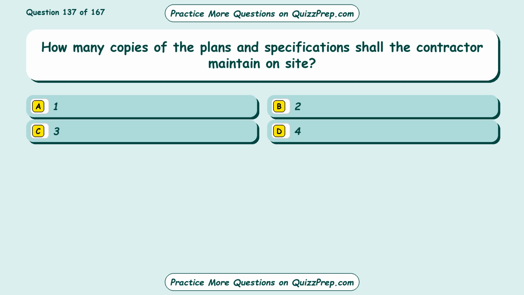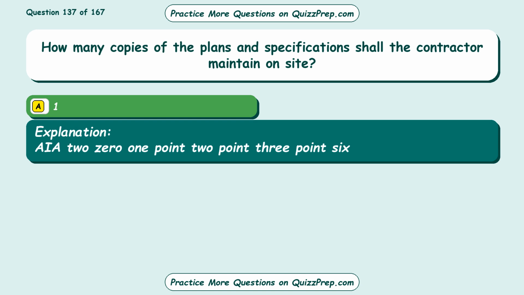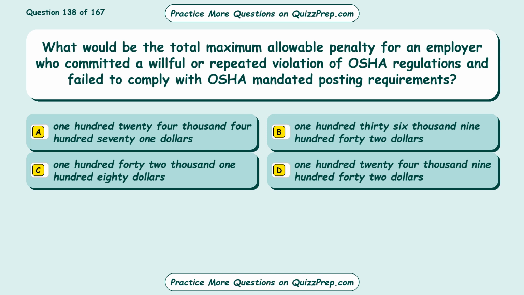Question 137. How many copies of the plans and specifications shall the contractor maintain on site? Option A 1, Option B 2, Option C 3, Option D 4. The correct answer is option A, 1. AIA 201.2.3.6.